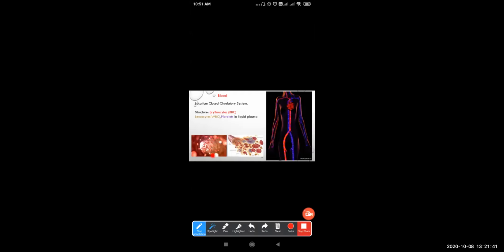Now, each of these cells has a different function and they are dispersed in a liquid plasma which is straw colored. You can see this yellowish liquid that is called plasma, in which all the blood cells are dispersed. The main function of the blood is transport of oxygen, nutrients, hormones and waste material from all the parts of the body.